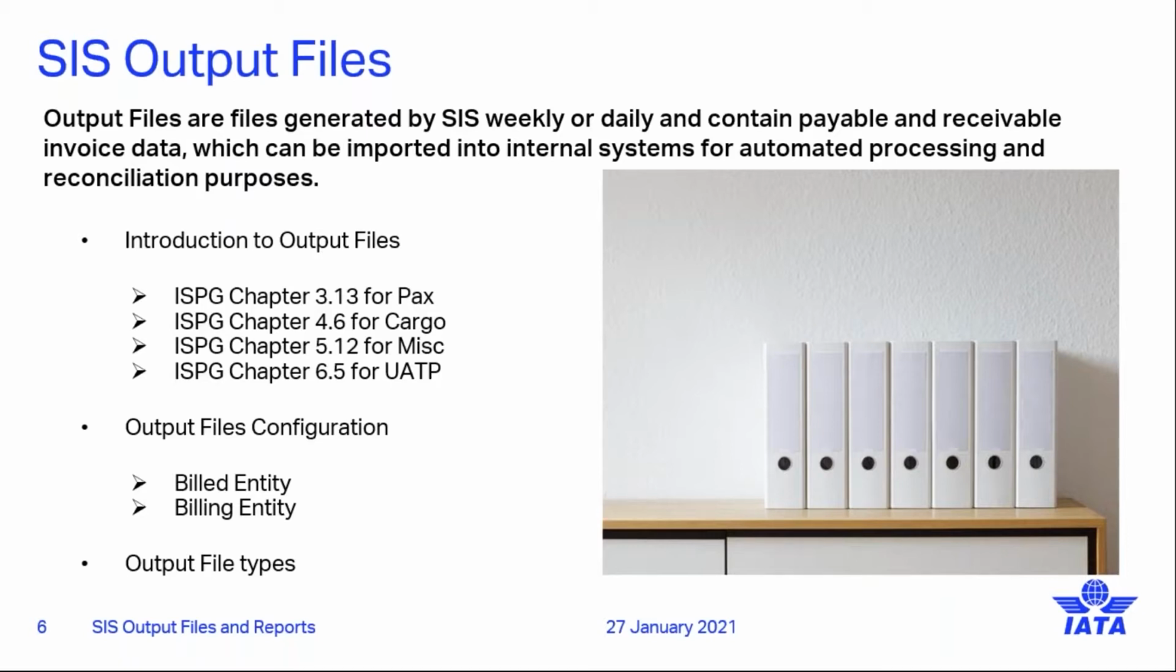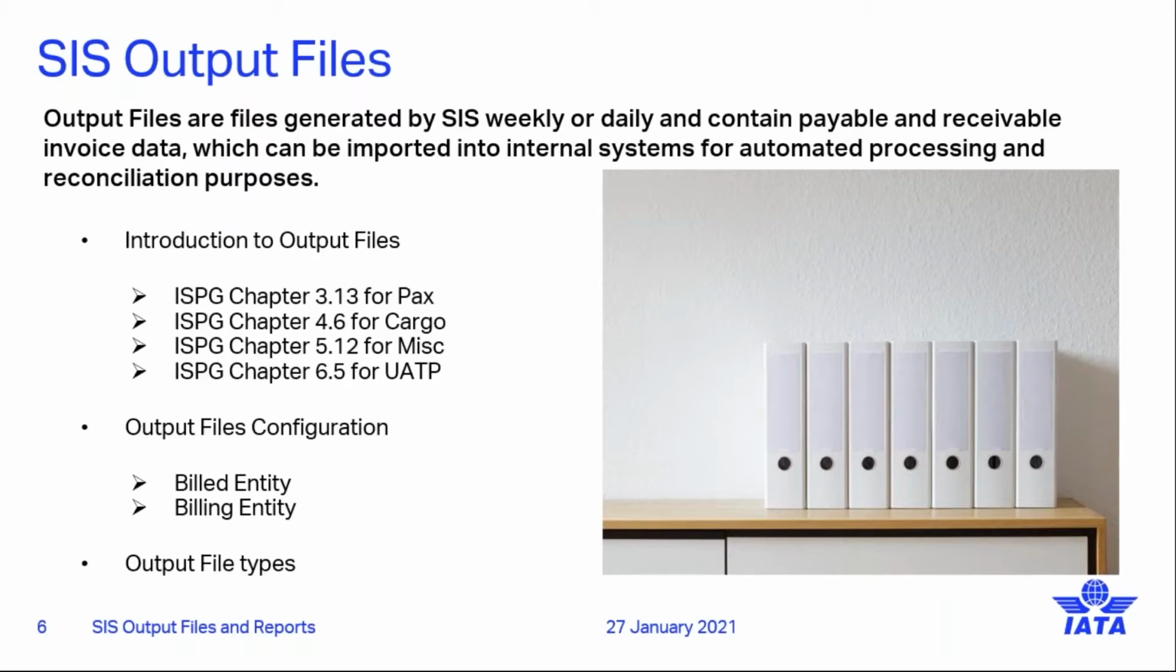Additionally, SIS provides you with the flexibility to choose the output files according to your business needs from your SIS member profiles for each billing category. The specifications per each billing category are indicated in the ISPG chapters 3.13 for PAX, ISPG chapter 4.6 for cargo, chapter 5.12 for miscellaneous, and finally chapter 6.5 for UATP. Additionally, we will also show you how to configure these files in SIS, being a billed entity or a billing entity. And finally, we will explain in depth the output file types that are available in SIS during the next slides of this webinar.